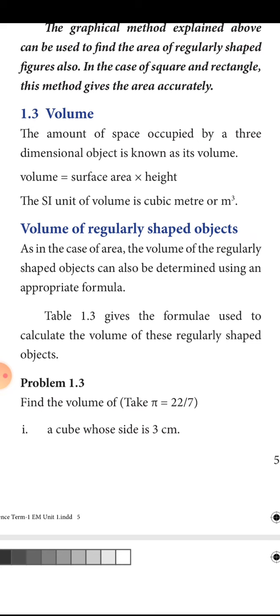The SI unit of volume is meter cube, either meter cube or cubic meter. As we studied in area, here the volume also, for regular shaped objects such as cube, cylinder, sphere, cone, we have formulas. If it is an irregular shape, as we used a graphical method for area, here we have to find the volume of an irregular shape using a measuring cylinder.